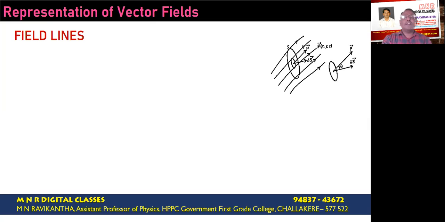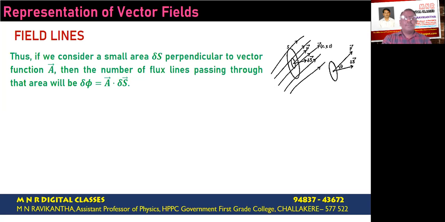Now, let us understand the mathematical representation of the field lines or the flux. If we consider a small area ds perpendicular to the vector function a bar, then the number of flux lines passing through this area is delta phi, generally called the flux. Observe the second figure: this is the small surface area ds corresponding to vector a bar. Then the flux passing through this area is given by a bar dot delta s bar.